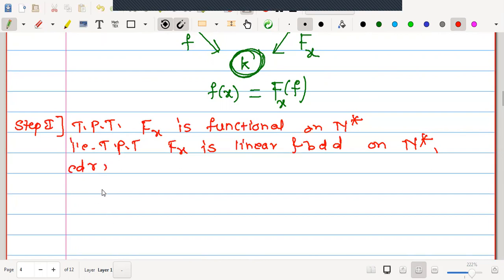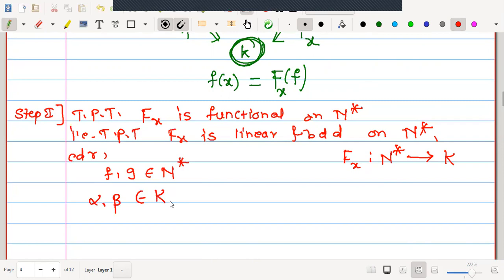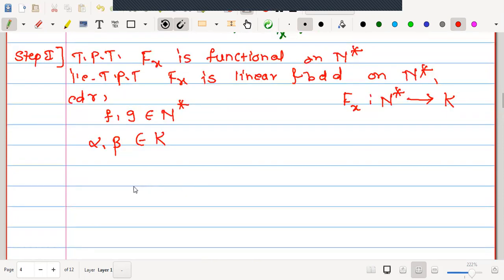For this, let me consider, what should we consider? Consider any arbitrary elements in N star, because Fx, recall, Fx is defined from N star to K. Therefore, let us start with any arbitrary functionals f, g in N star. Alpha, beta be the scalars taken from the field K, say. Then we will consider the linear combination of these elements, right? The capital Fx operated on a linear combination alpha f plus beta g.